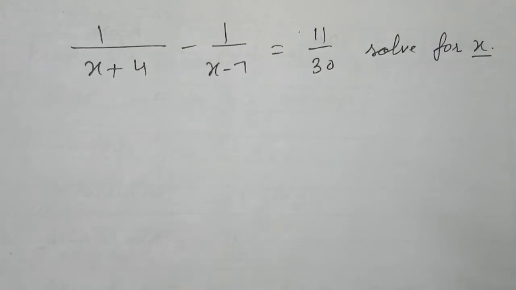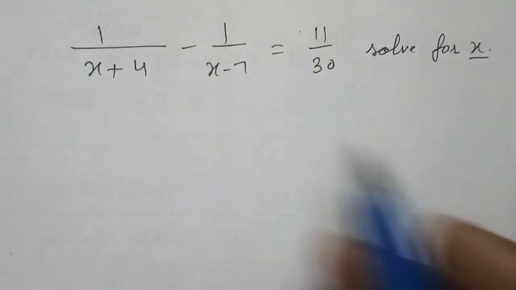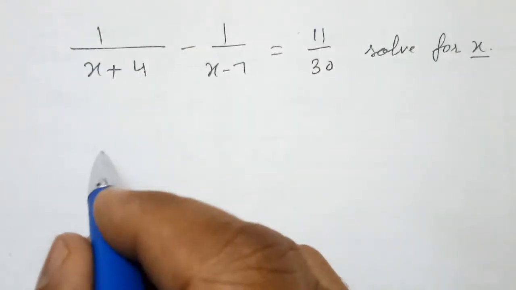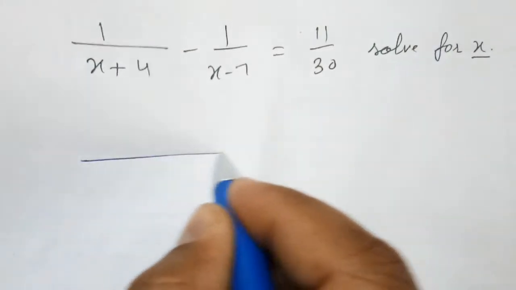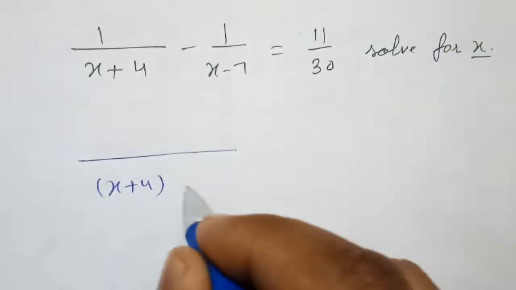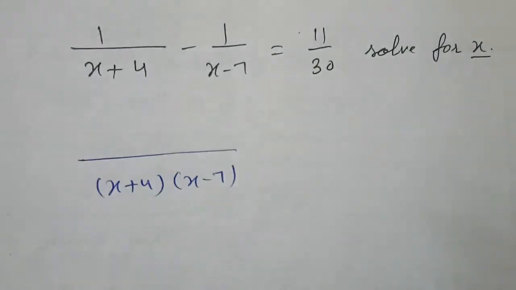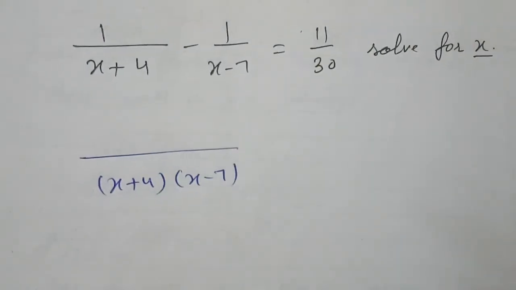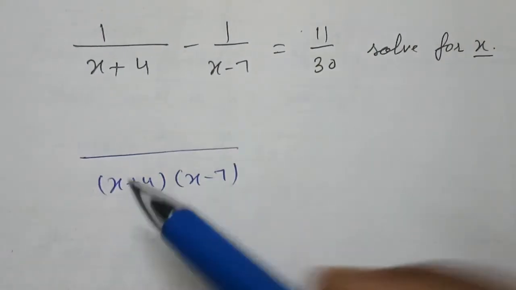I'm going to solve this question which is given here: 1 upon x plus 4 minus 1 upon x minus 7 equals 11 by 30, and we have to find the value of x here. So we will start from the left hand side. We will take its LCM. Here in this case, the LCM will be the product of both denominators. So (x plus 4) into (x minus 7) is the LCM.